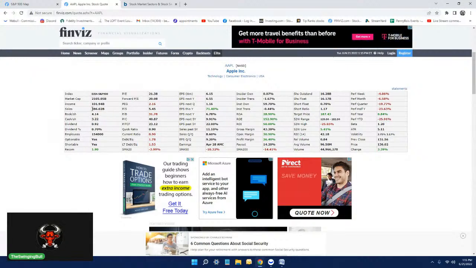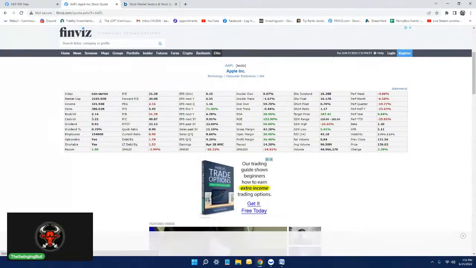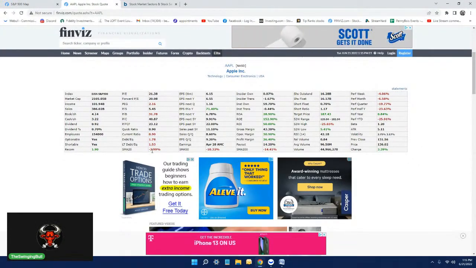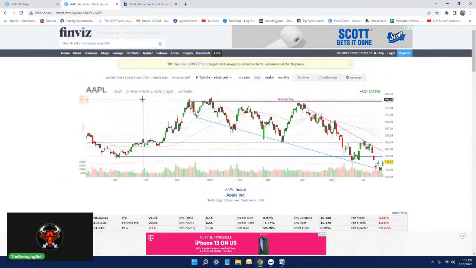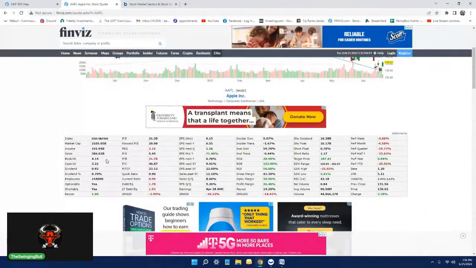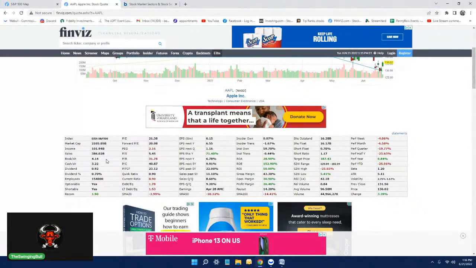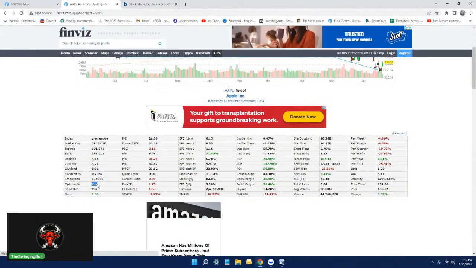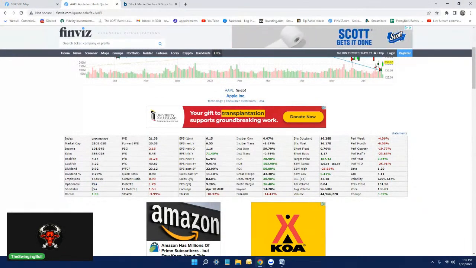Keep your eye on how much their sales are and how much of those sales actually become income for the company. And then we also have book value per share numbers that you can look at. Obviously, Apple is a very, very popular stock, so they're going to be a lot higher than their book value per share. And it also gives you dividend information. It tells you if they have options on it, and if you can short the stock.